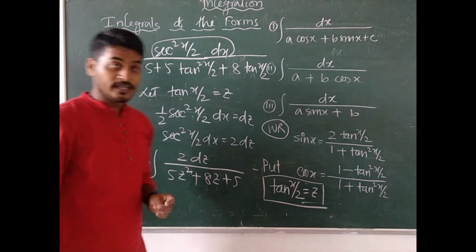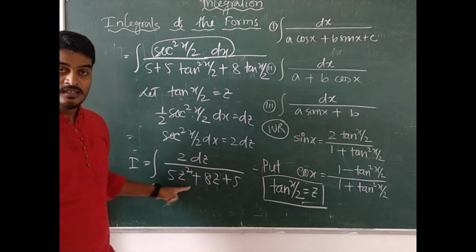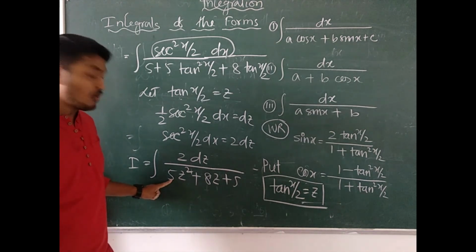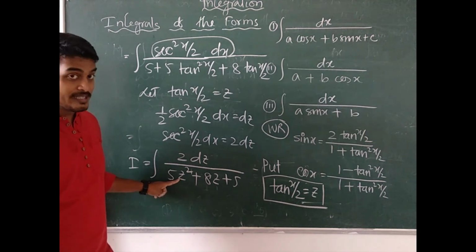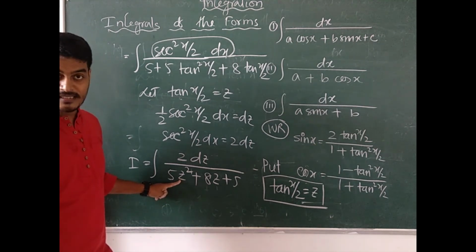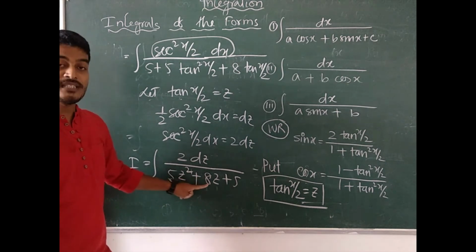Now I hope you are getting my point. This is a quadratic expression. If there is a quadratic expression, you have to take 5 common. First of all you have to arrange. Are you getting my point? If there is a quadratic expression, what do you have to do? First of all you have to arrange, take 5 common, and complete the square.